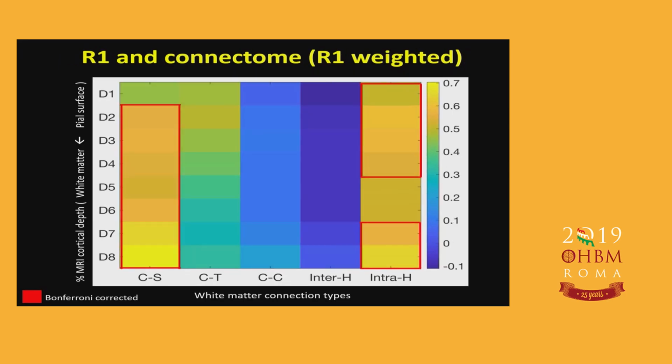Again, if we take R1 across cortical depths and weight the connectome with R1 in the white matter, we see really high correlations for corticostriatal connections. And the correlations are the highest at the deeper layers, which fits what we know about the anatomy.